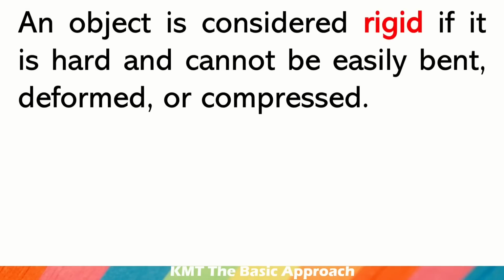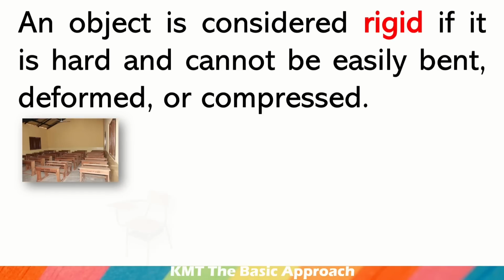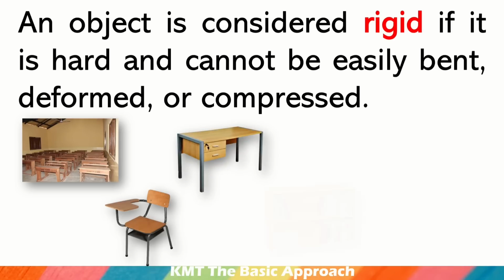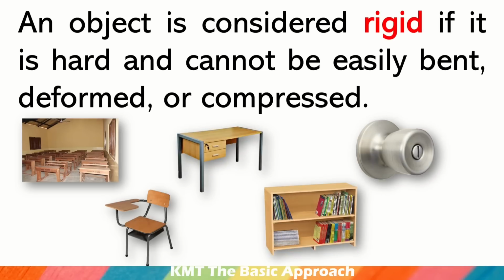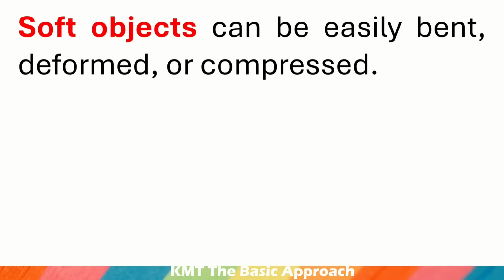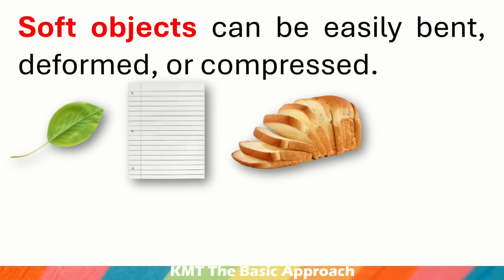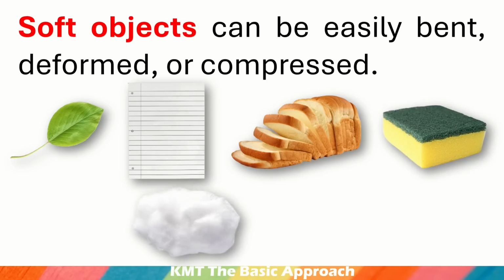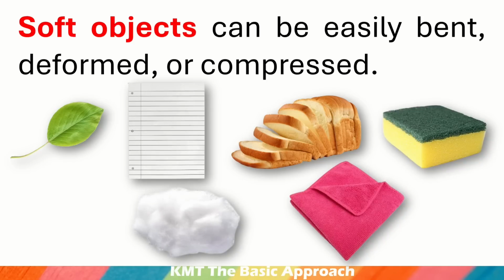An object is considered rigid if it is hard and cannot be easily bent, deformed, or compressed. Examples of these objects are the floor inside your classroom, the chair, table, shelf, doorknob, and rock. On the other hand, soft objects can be easily bent, deformed, or compressed. Examples of these objects are leaf, paper, bread, sponge, cotton, and cloth.